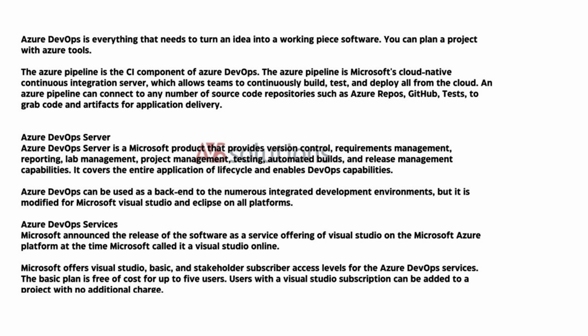The Azure Pipeline is Microsoft's cloud-native continuous integration server, which allows teams to continuously build, test, and deploy, all from the cloud. An Azure Pipeline can connect to any number of source code repositories, such as Azure Repos, GitHub, and others, to grab code and artifacts for application delivery.